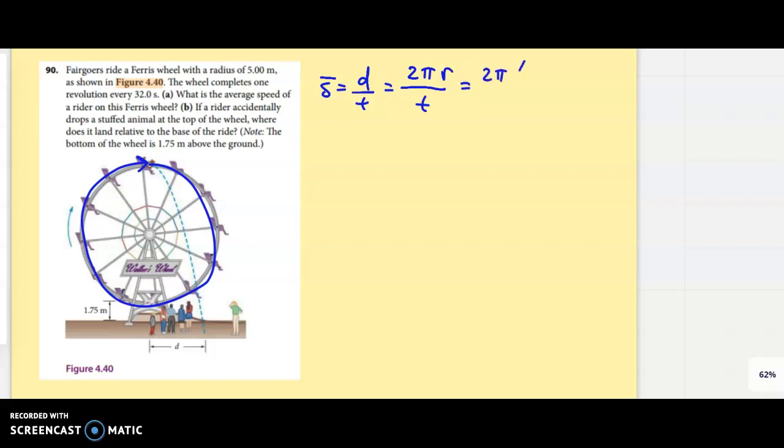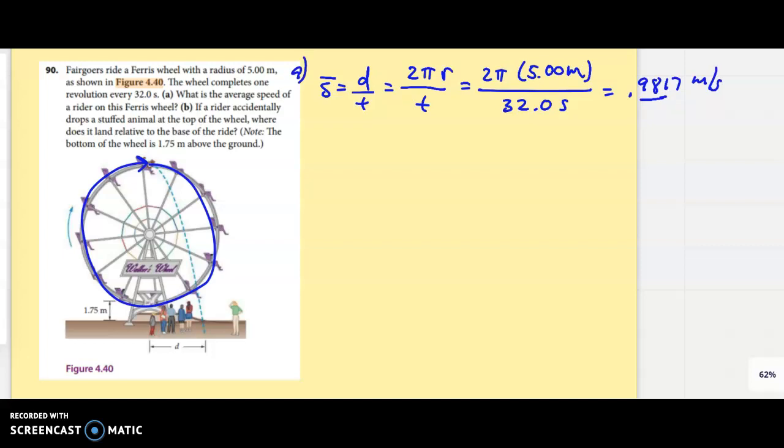2 times pi times 5 meters and 32 seconds down here. When you put that into your machine, you get 0.9817 meters per second. We would round that to 3 significant figures. So there's part A for you.